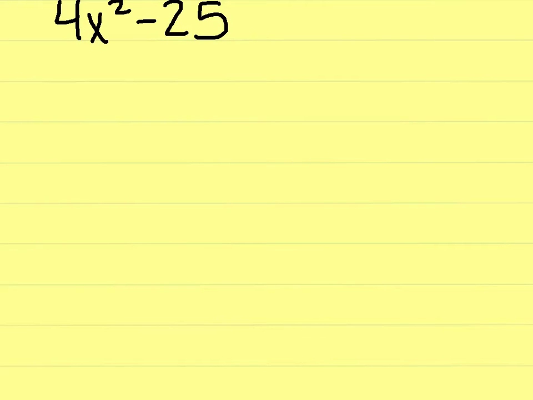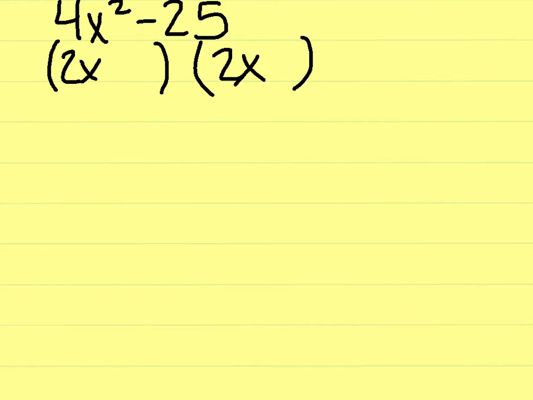So we have 4x squared minus 25. You guys don't have to turn this one in. So what's the square root of 4x squared? 2x. Okay, and the square root of 25? 5. One's plus, one's minus. You can have it minus plus either way. So you should have 2x plus 5 and 2x minus 5.